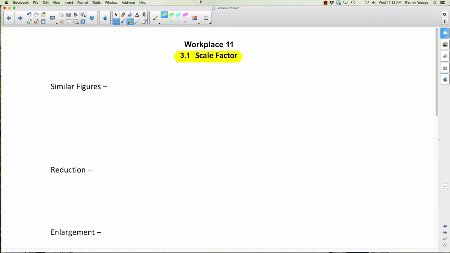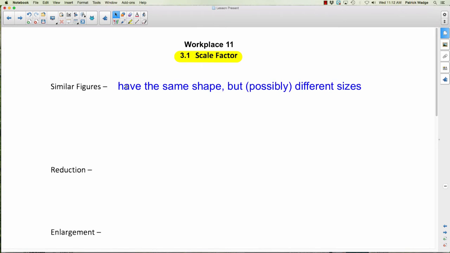So what we're going to talk about are similar figures. What similar figures are, are figures that have the same shape but possibly different sizes. So for example, if I was to draw a triangle like this, and then to draw another triangle here, these are similar figures because they definitely have the same shape, don't they? They look exactly the same. The only thing that's different is that one's bigger than the other.